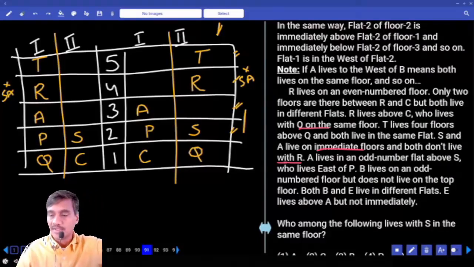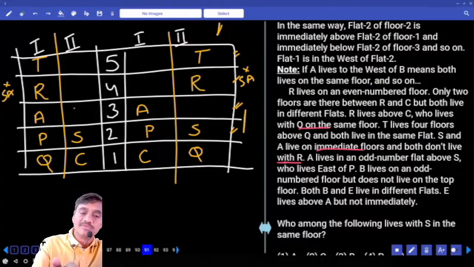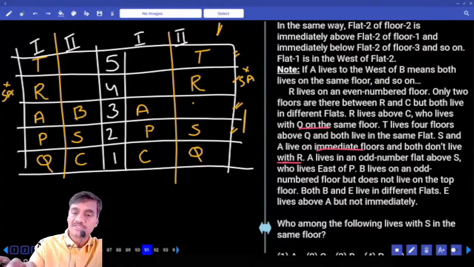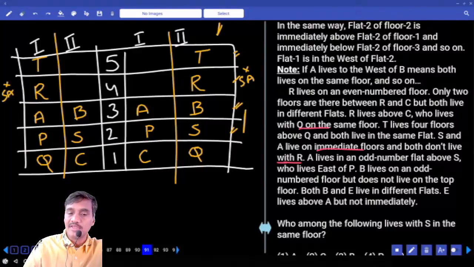Done with this? And next one, B lives on an odd numbered floor. ఇక్కడ ఫ్లోర్ గురించి మాట్లాడాడు. Odd numbered floor, but does not live on the topmost floor. Hence B must be here. Now in this case B must be here. And E lives above A but not immediate. E is above A but not immediate. Clear? E lives above A but not immediately. E is above A but not immediately అంటే ఎక్కడ రావాలి చెప్పండి?